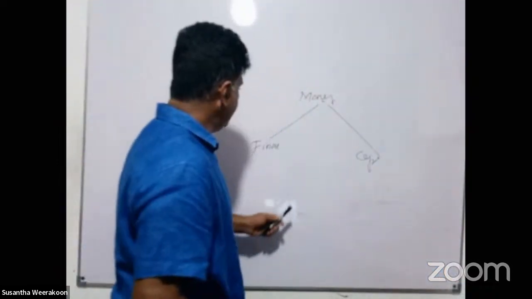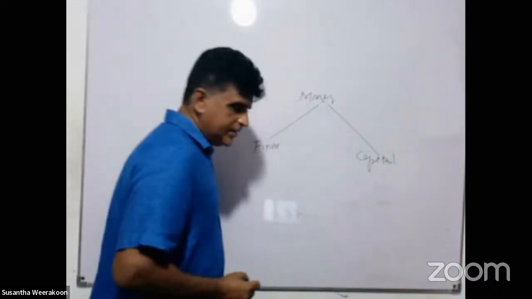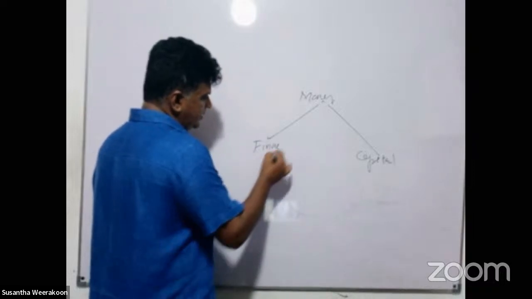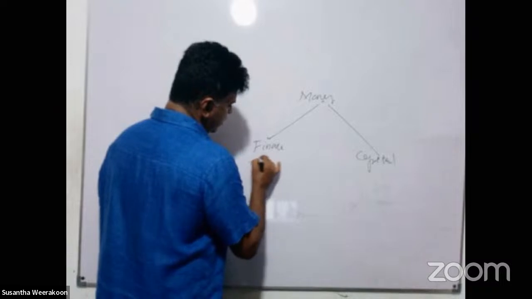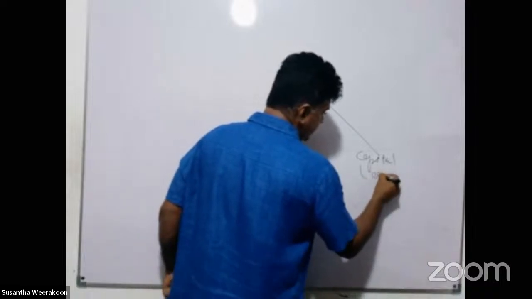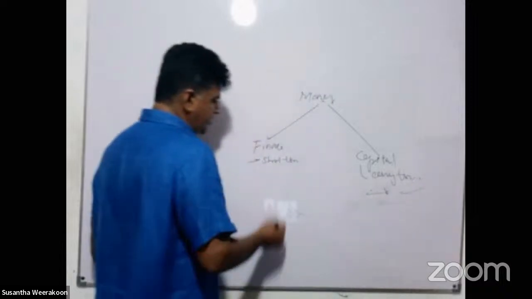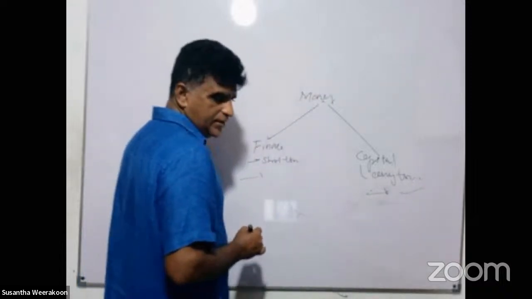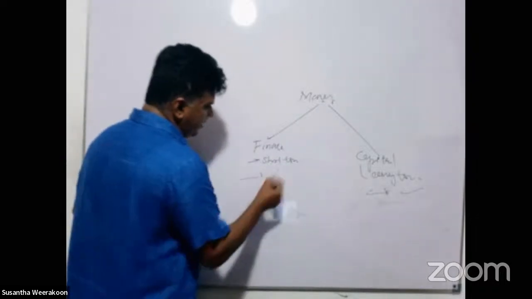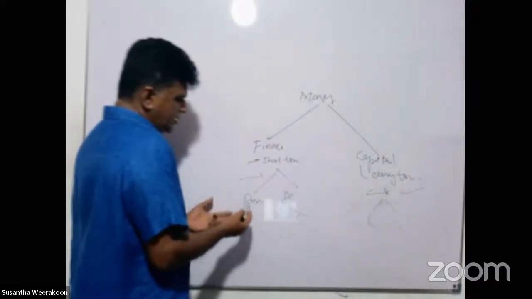Money market and capital market. The money market is short term, the capital market is long term. Here the example is treasury bills, here treasury bonds. This is also divided into two, primary market and secondary market.